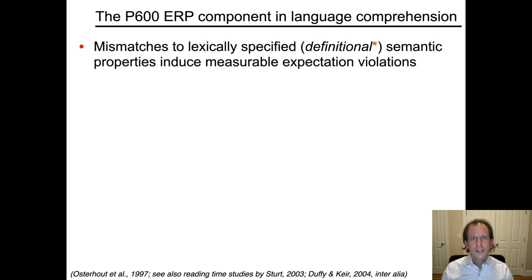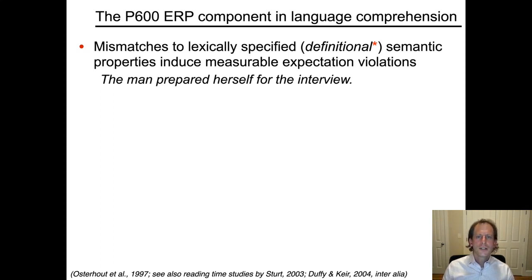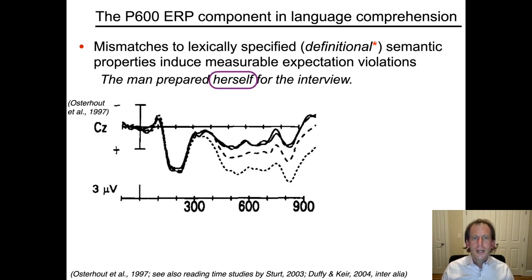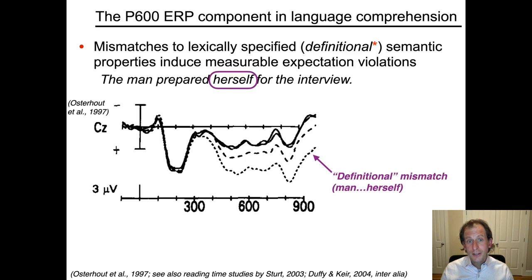To understand this, let's look at what I'll call mismatches to lexically specified semantic properties. So: the man prepared herself for the interview. You're going to find this jarring as well, the word herself. And this evokes a contrast. We'll call this the lexically specified or definitional mismatch effect.